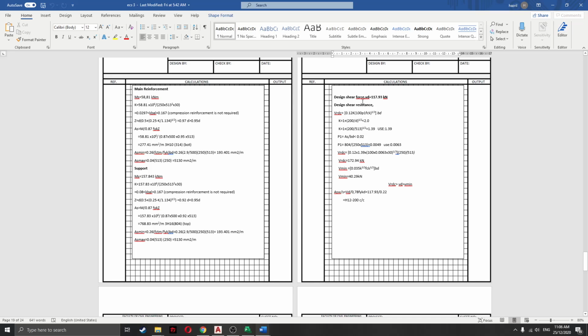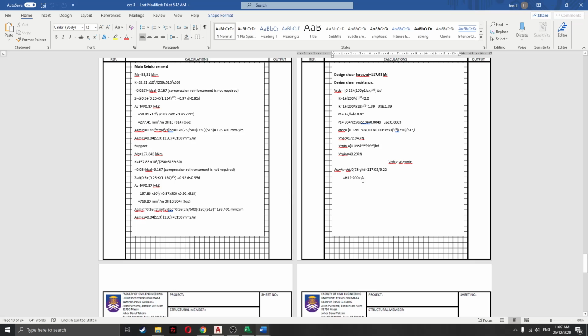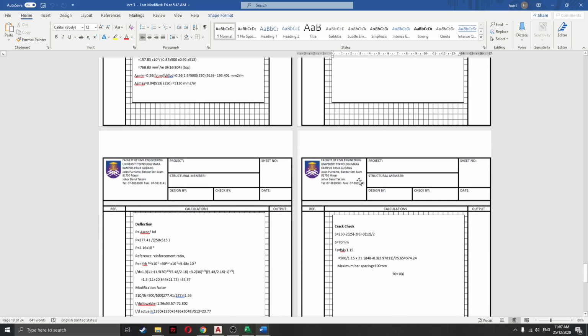For design shear force, use VD 117.93, the highest. So I find VRDC. My VRDC is bigger than VD, so I calculate the Vmin. Then ASW, I get H12 200 center to center.